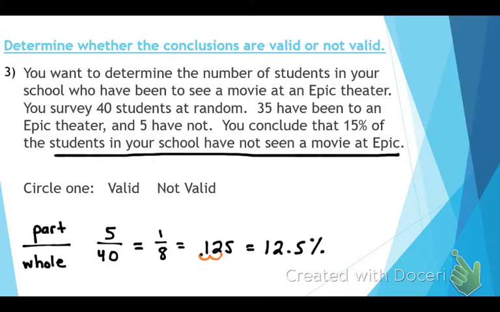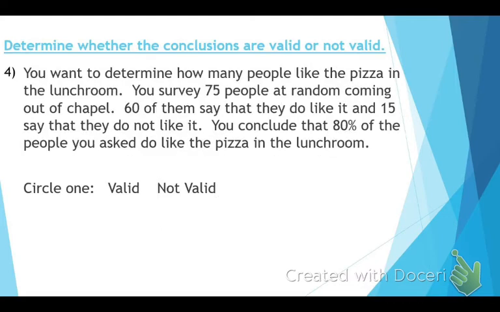So let's go back to see what conclusion they come up with. They said you conclude that 15% of the students in your school have not seen a movie at Epic. So is the answer we came up with a truthful answer or not? It's not truthful. It's close, but it was only 12.5%, not 15. So is this valid or not valid? It is not valid. I want you guys to do number 4 on your own and see if it's valid or not valid.